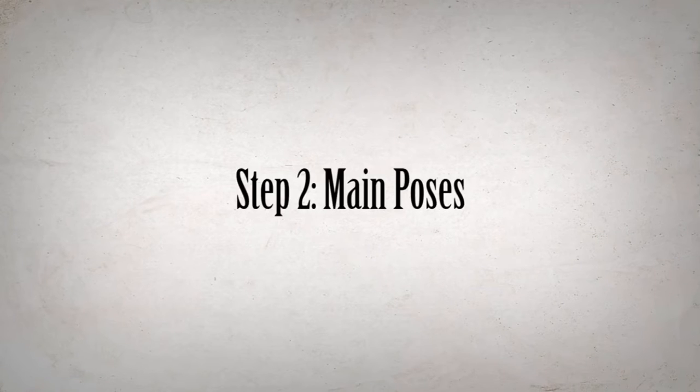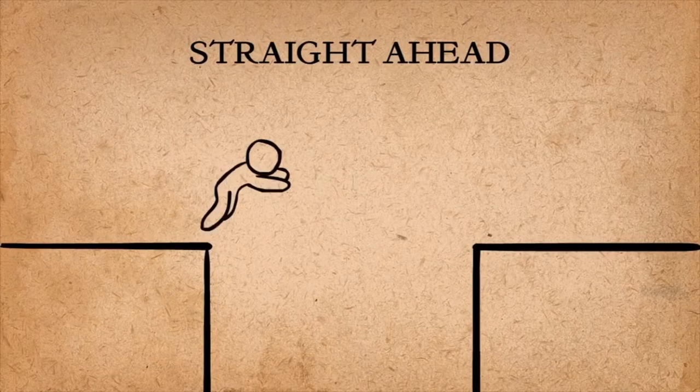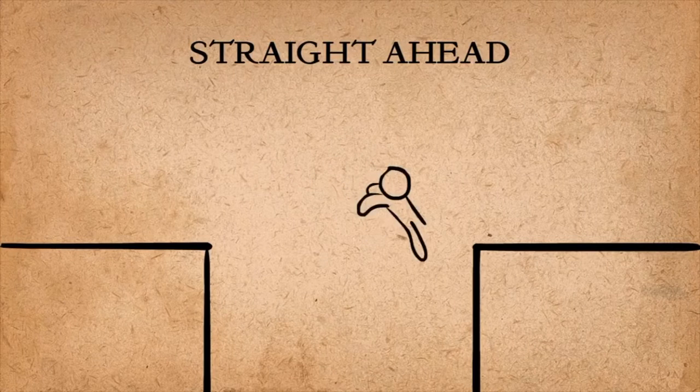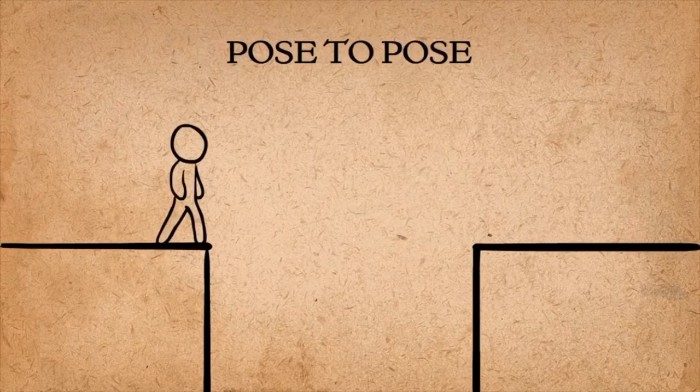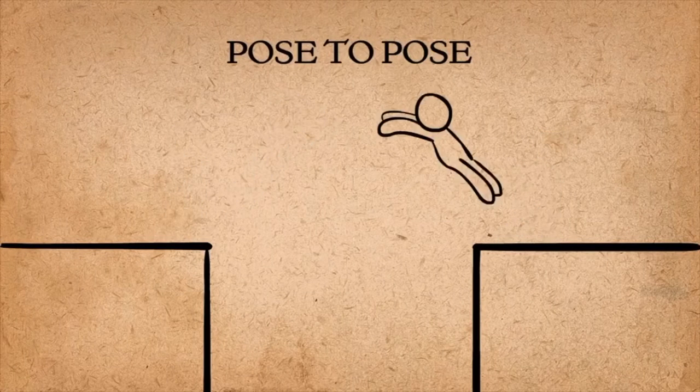Step 2. Main poses. Many animators do the straight ahead animating technique, which involves drawing the first frame, then drawing the second frame, then the third frame, and so on. I prefer the pose to pose method because it allows me to plan the whole movement ahead of time, so I know how it will end before drawing every single drawing.